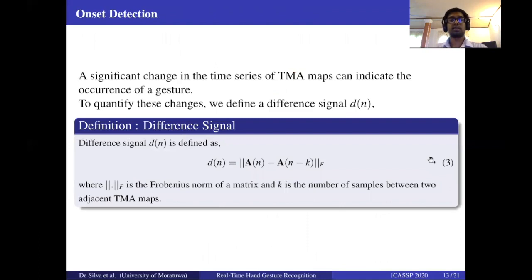We know that whenever a gesture onset occurs, we can observe a correlated change in the sEMG signals across the channels. Therefore, a significant change in the time series of TMA maps can indicate the occurrence of a gesture. To quantify these changes in the TMA map time series, we define a signal called the difference signal, denoted by d_n. This d_n is defined as the difference between two adjacent TMA maps. And to convert this matrix change into a scalar value, we use the Frobenius norm.